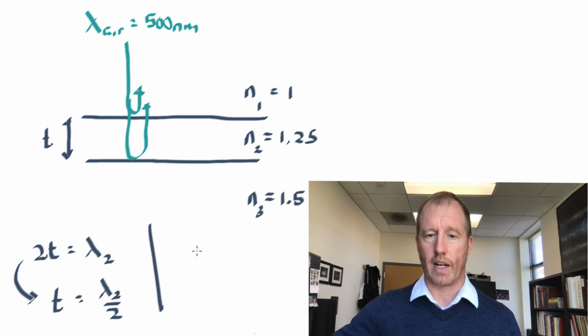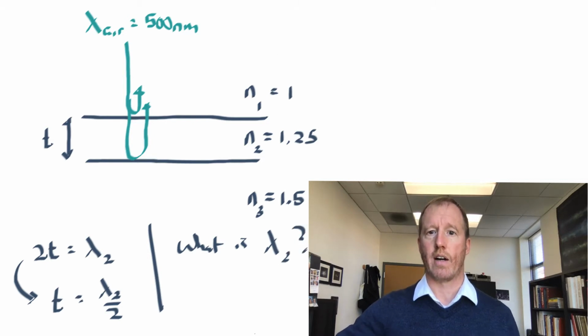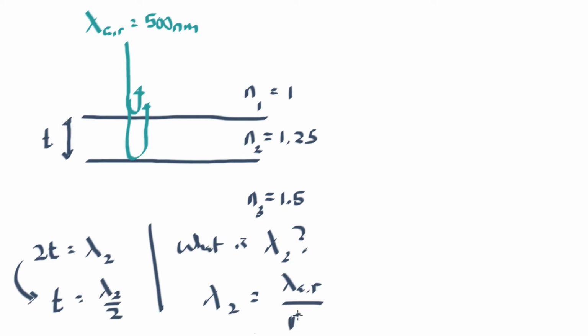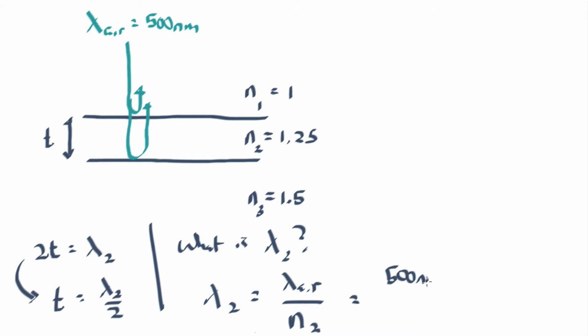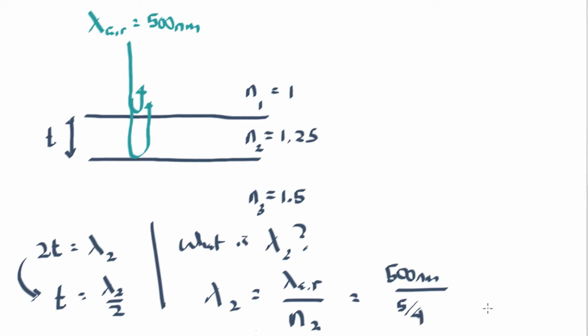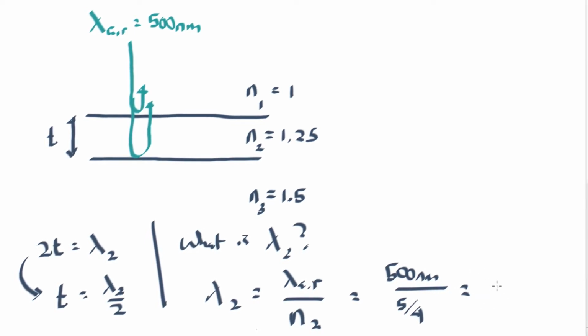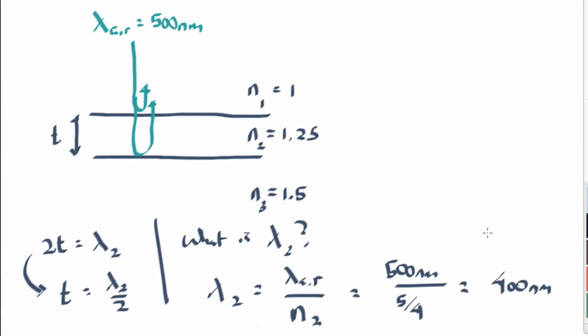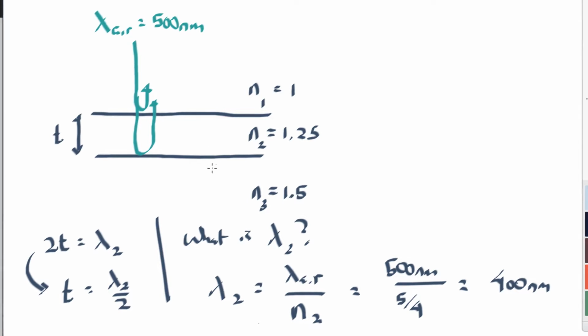So the next question we have to ask is, what is the wavelength in medium 2? Well, we know the wavelength in air is 500 nanometers, so the wavelength in medium 2 is going to be the wavelength in the air divided by the refractive index of medium 2. So that would be 500 nanometers divided by 1.25, or 5/4, the refractive index of medium 2, and so you would get 400 nanometers. In other words, the wavelength in this medium is slightly shorter than the wavelength in air.